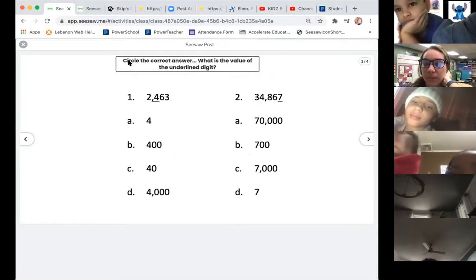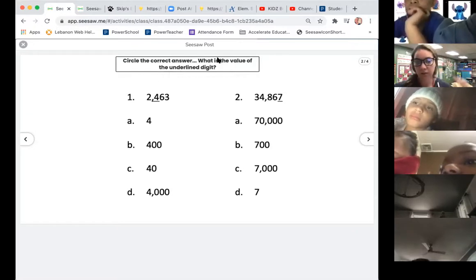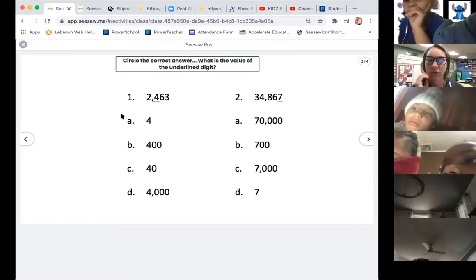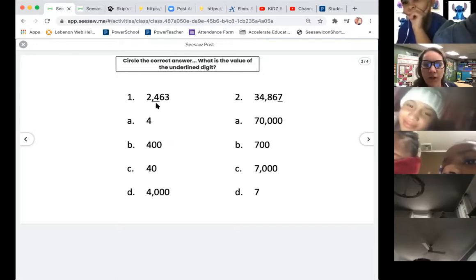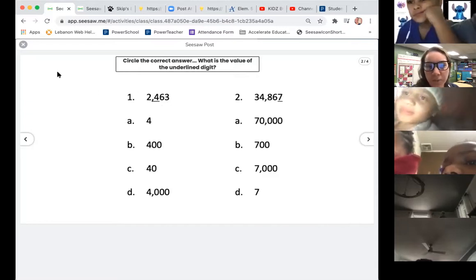What does this say up here? Circle the correct answer. What is the value of the underlined digit? Very good. Circle the correct answer. What is the value of the underlined digit? So, Dawson, you're not allowed to answer. Sorry, had to forewarn you about that one. Up here is number 1. I'm not going to do number 1 with you right now.